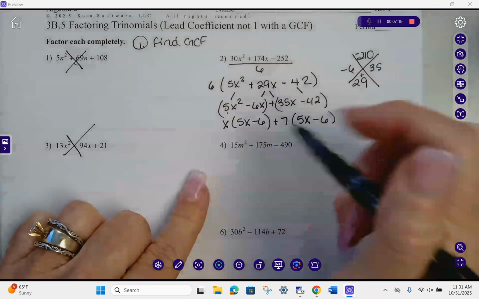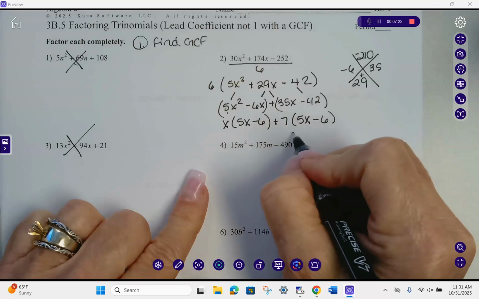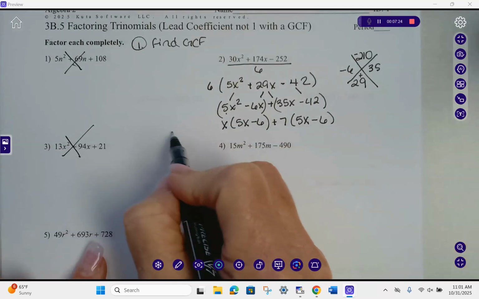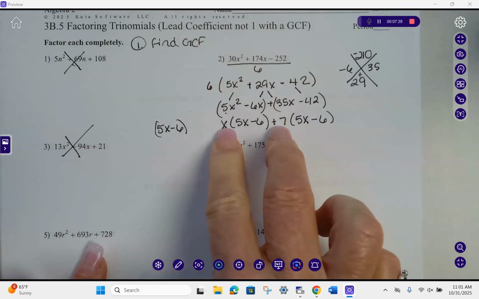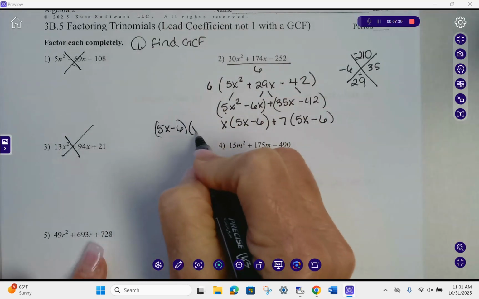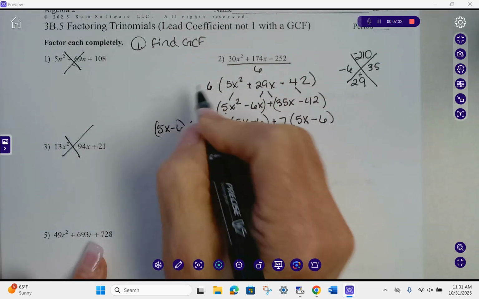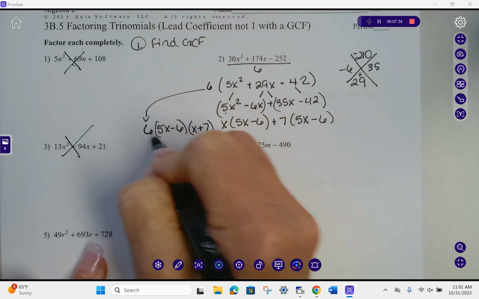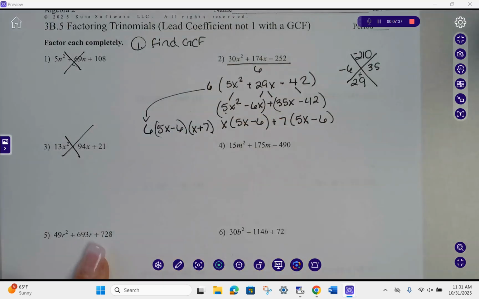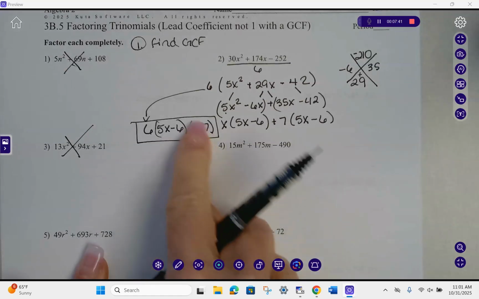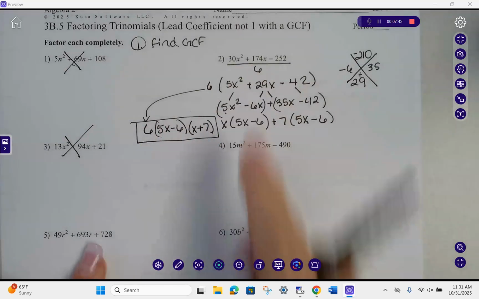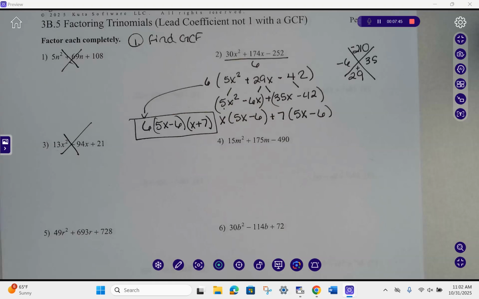My common binomial is a factor. So we have, and I'm going to write this out over here, 5x minus 6. My GCF is x plus 7. But also that common factor I took out at the very beginning, do not forget about it. So these are all of our factors of our trinomial right here.